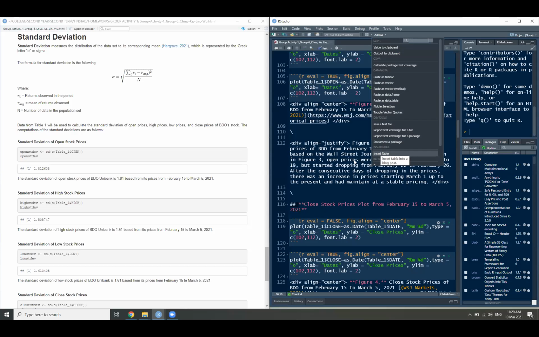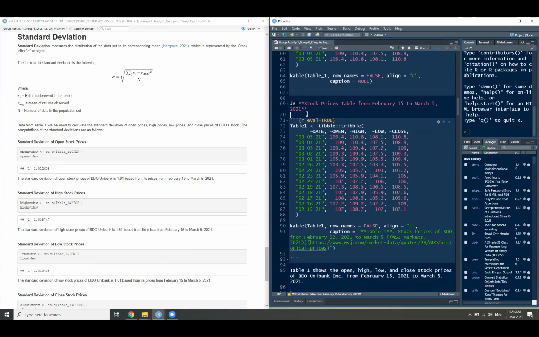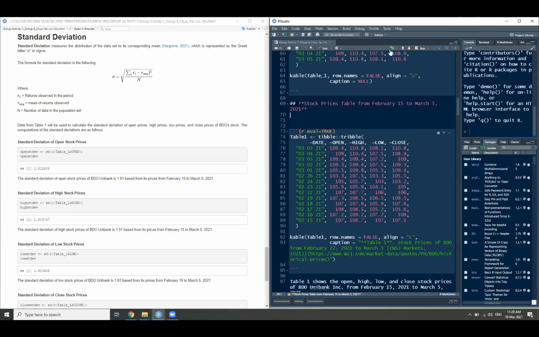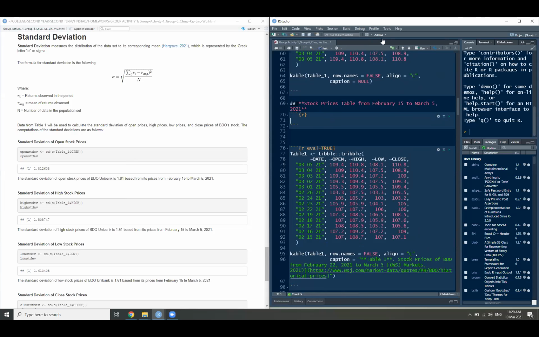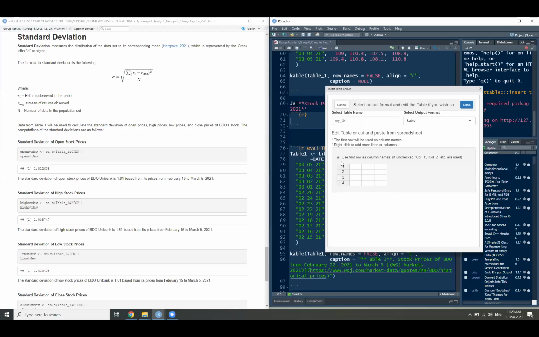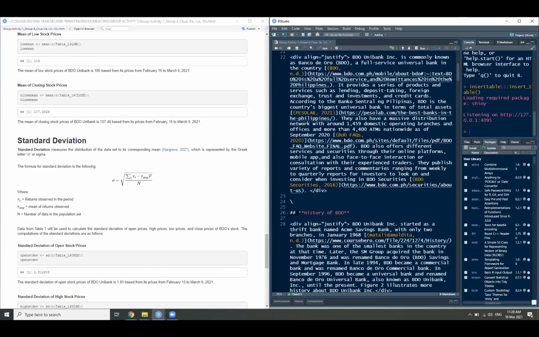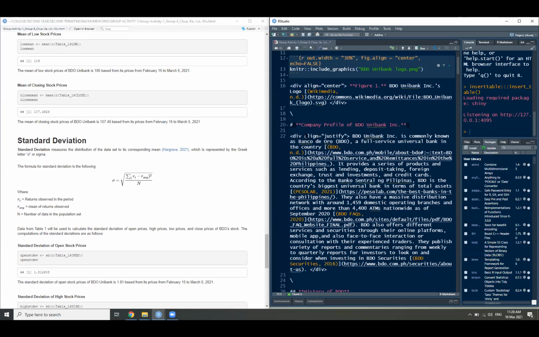So for example, if you click insert table, you can copy-paste from your Excel here. So it will generate by itself. Then, to format the justify and center, you just need div align, center, or justified. So that's all, sir.